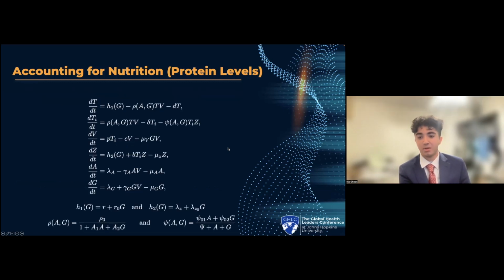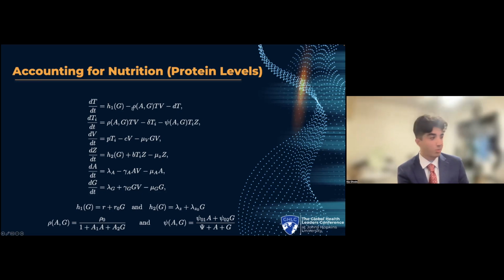And what we did was we accounted for nutrition. Previous HIV models did not consider nutrition, which has been found to be incredibly influential on one's response to HIV. So this model not only considers target, infected, and viral cells, but also considers immune response in this D of Z, which is represented by B and T cells in your body. And these last two functions represent protein levels, albumin and globulin, which have both been found to be incredibly essential in fighting HIV.